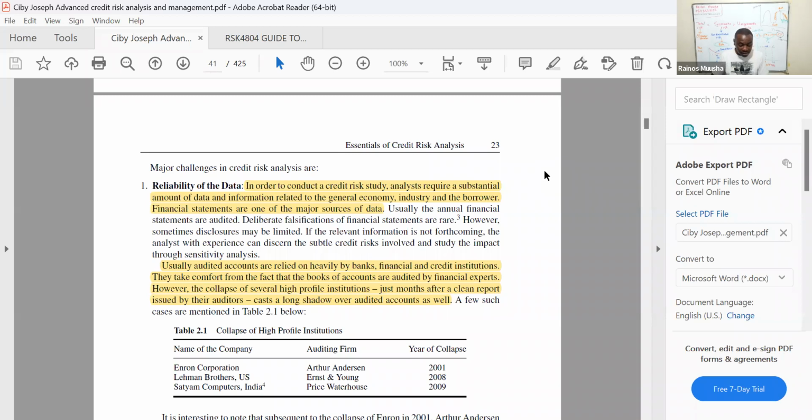So remember, they are talking about the challenges. It's one of the issues that you have to take into account when you do a credit risk analysis. Are we together there?